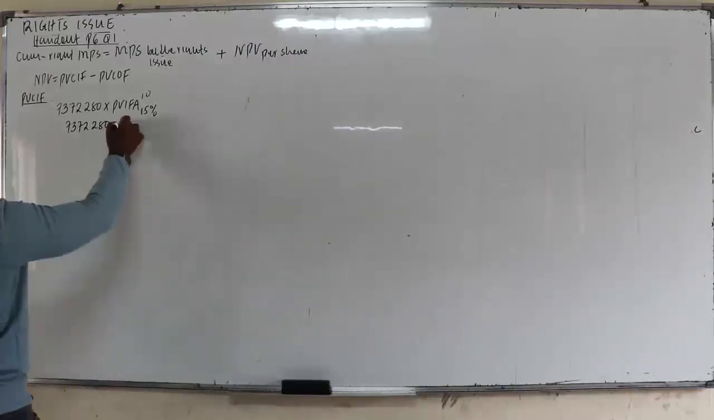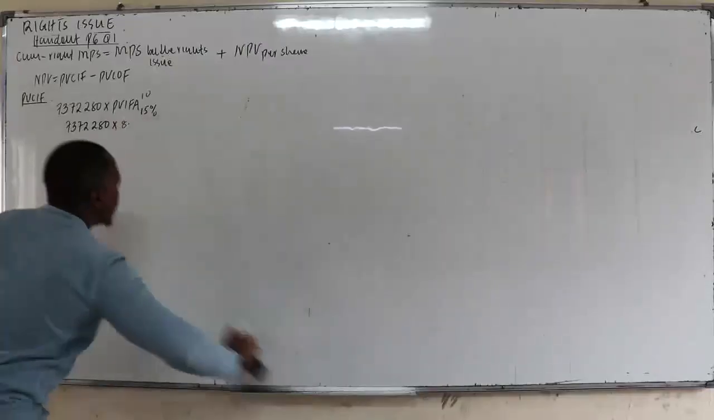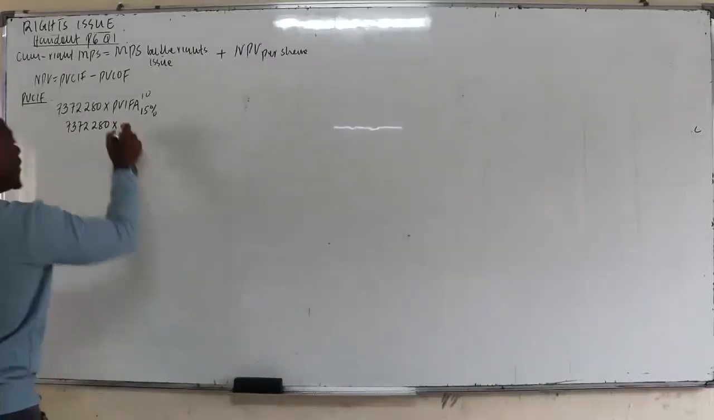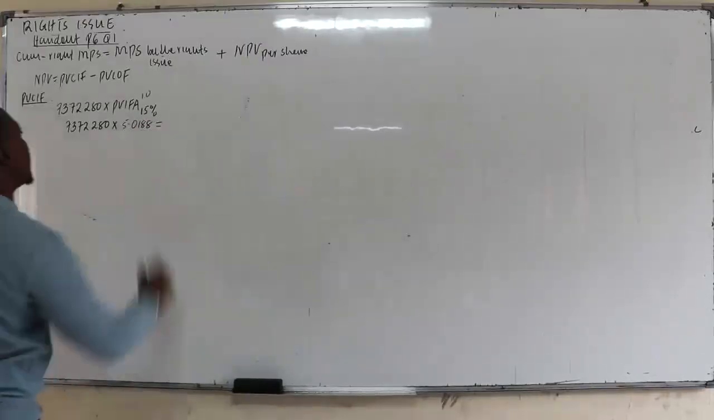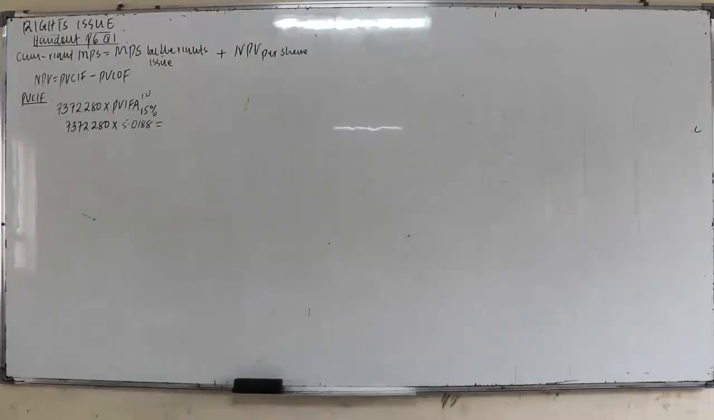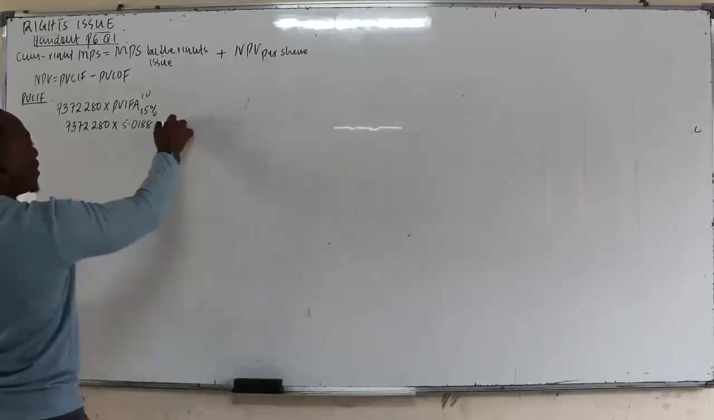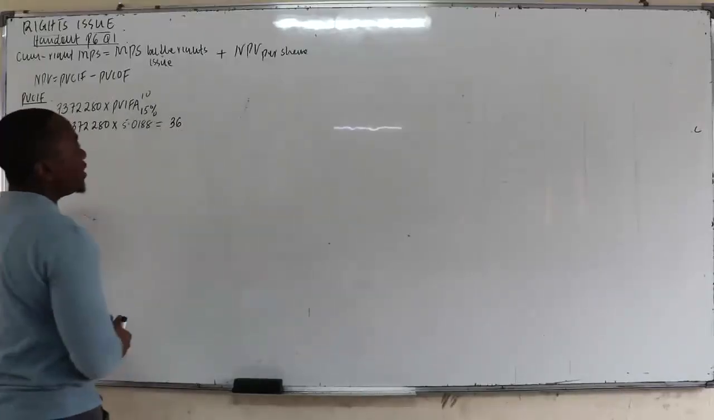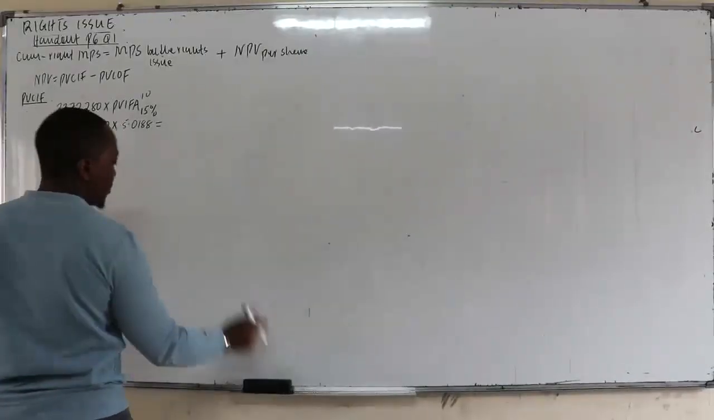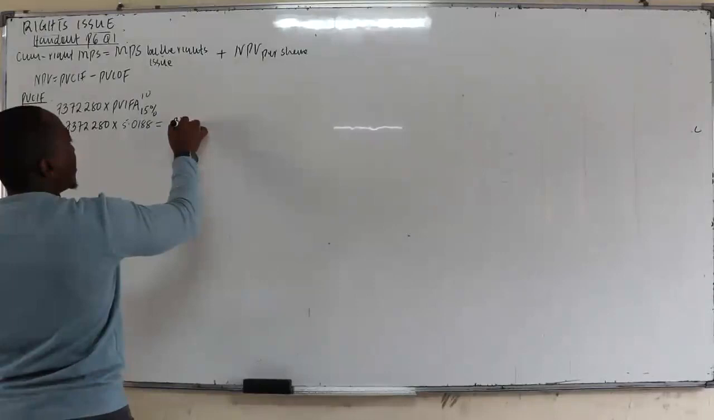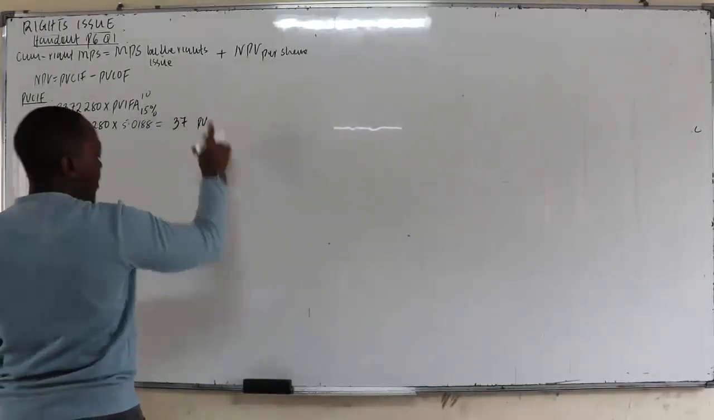Sorry? 8 point? Mm-hmm. 5.0? 188. So give me that. That is 6. Sorry? That is 7 million. So that's the present value.